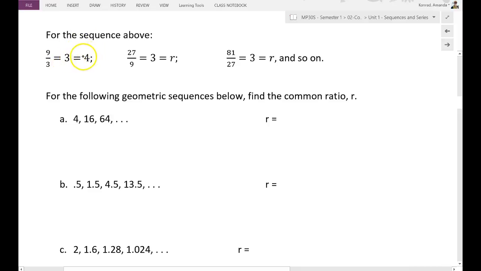Sorry, there's a typo there. That's not 4. That should be R. 27 divided by 9 is also 3, which is R. And 81 divided by 27 is also 3, which is R. R being your common ratio. So for each of the following, let's figure out our common ratio.